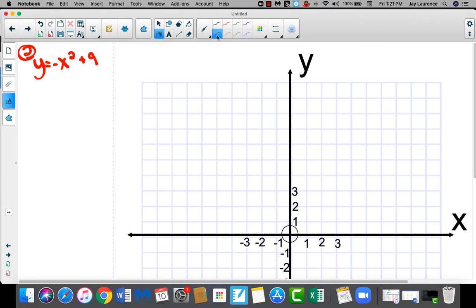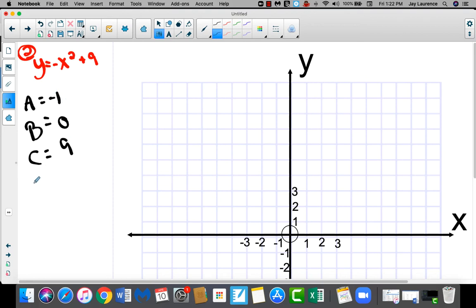All right, first of all, I want to find out how many zeros I have. So I'm going to use the discriminant. So I'm going to need A, B, C. Don't get fooled on this one. It's not as easy as 1, 0, 9. Oops, I made a mistake. Negative 1, 0, 9. There we go.